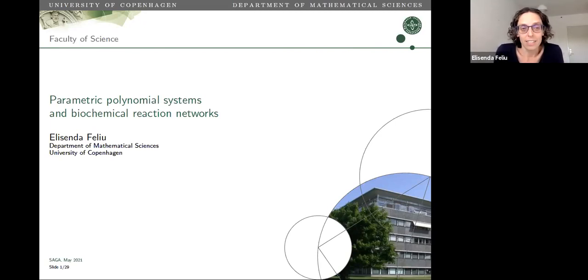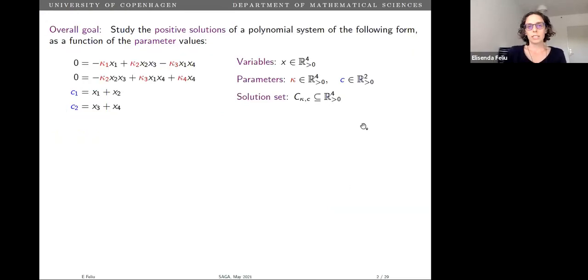So this talk is about parametric polynomial systems that arise when I study biochemical reaction networks, but the focus today will be more on the polynomial systems and not so much on how we build the systems and where they come from. Many of you maybe already have heard talks about reaction networks in this setting, and therefore that part will be a bit brief today. So what is the overall goal?